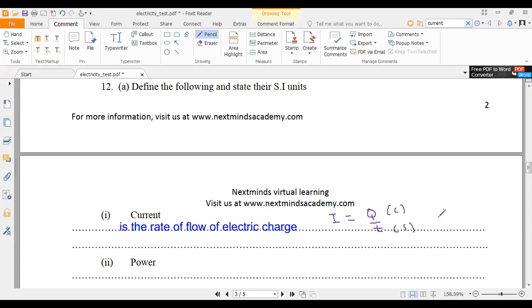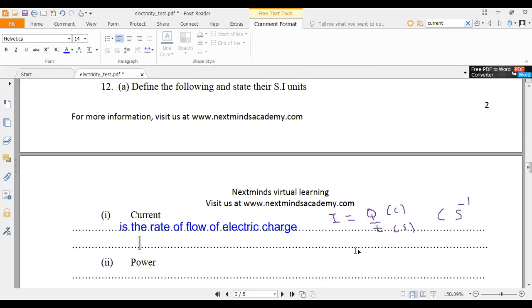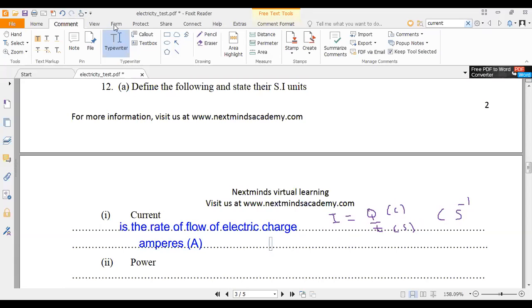So current can also be measured in coulombs per second, though this is not the SI unit for current. The SI unit for current is amperes, or we write it as capital A, the SI unit of current. So 1 ampere, 1 A, is equivalent to 1 coulomb per second.